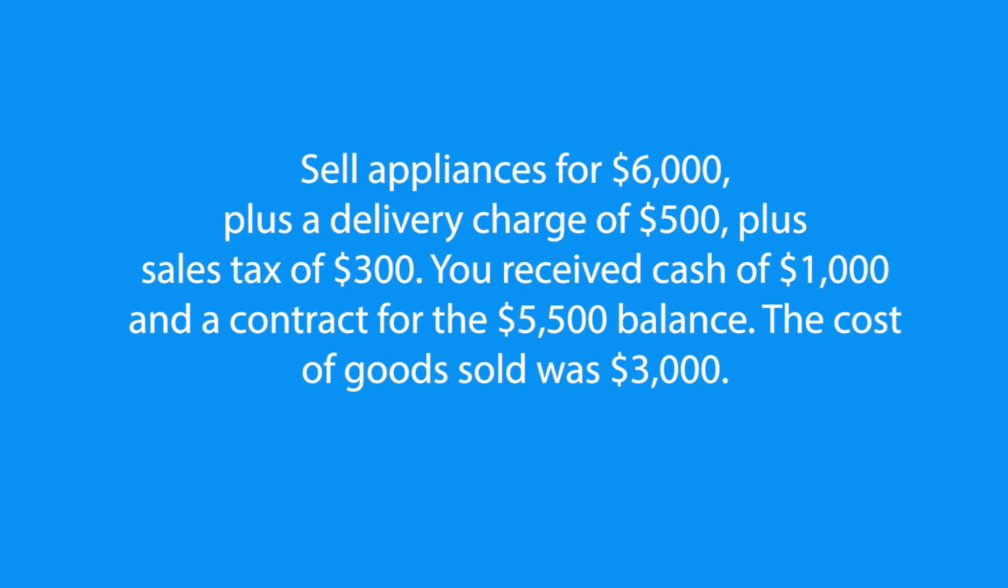Where did it come from? Came from three sources, right? Came from a sale, sales tax, and deliveries. Okay? So record that first. And then worry about the fact that the inventory cost us $3,000 that we sold. Now take your time on this. I'm not going to rush you.